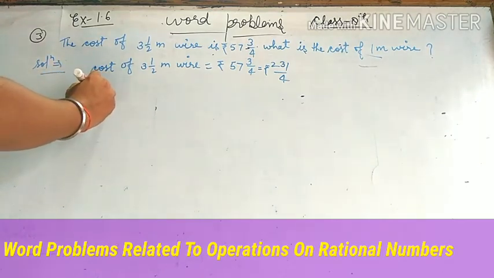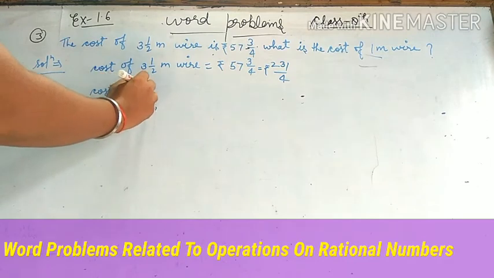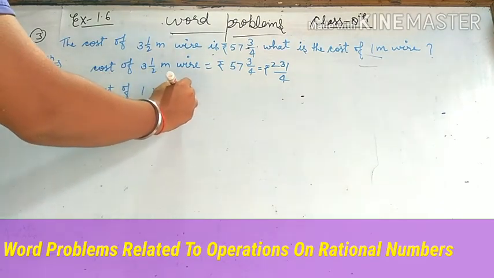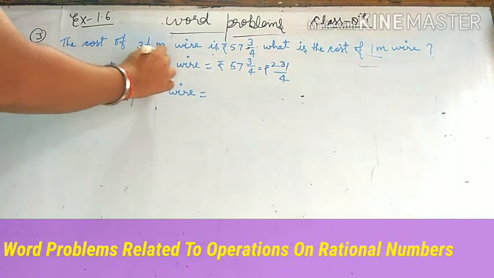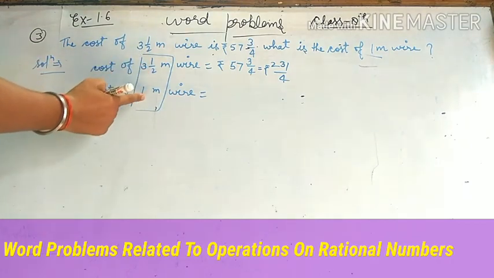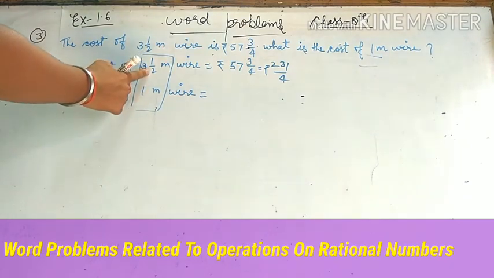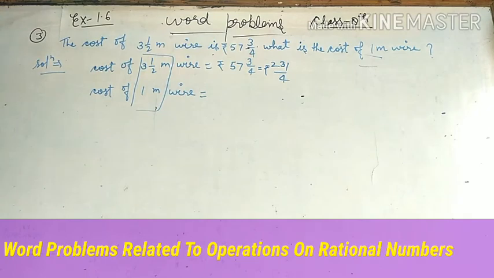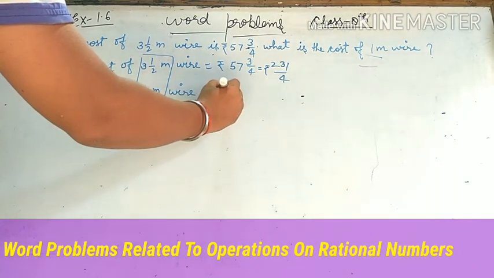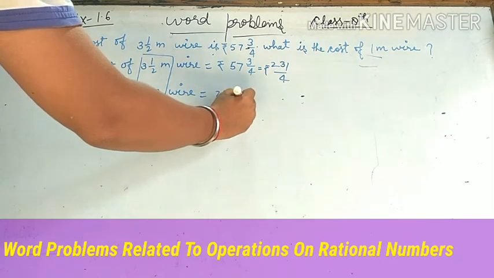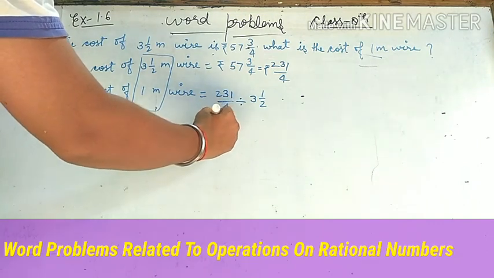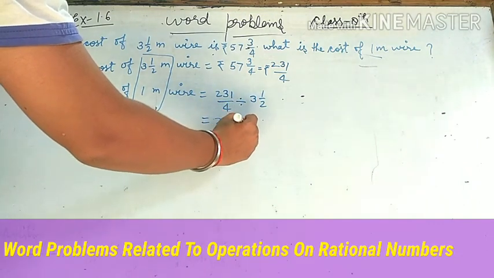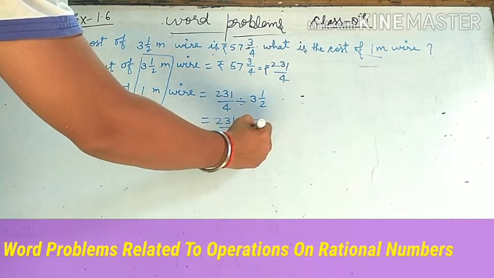Now again we will write cost of 1 meter wire equals, we will divide, because now you can see 3 complete 1 by 2 is now converted into 1. If it disappears from here, it will go to the other side in the division position. So we will write 231 upon 4 divided by 3 complete 1 upon 2. 3 twos are 6, plus 1, 7 upon 2.